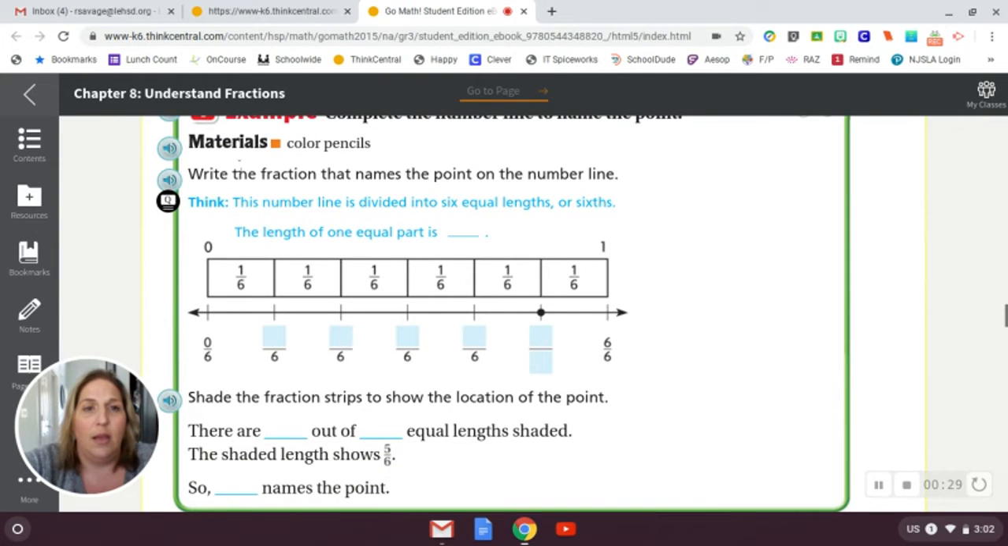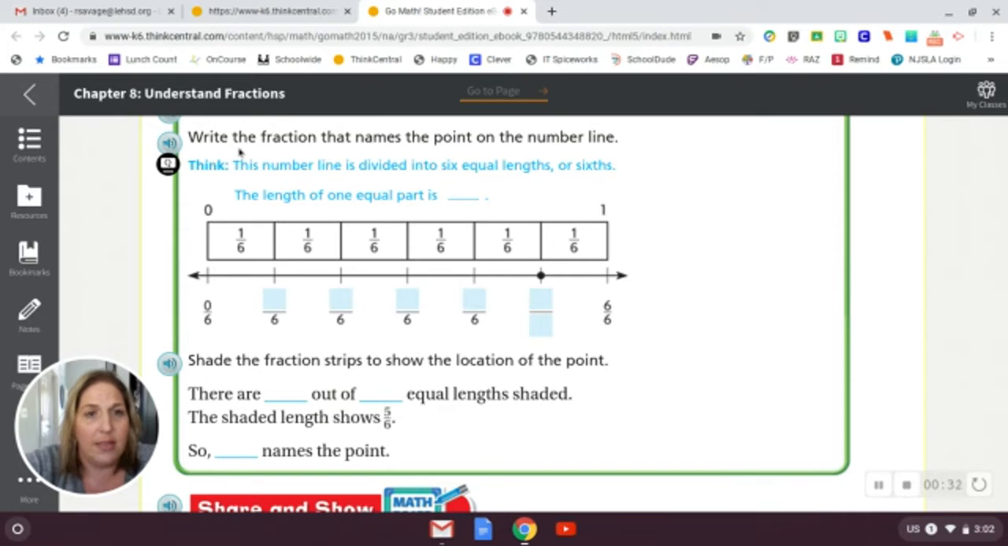I wouldn't worry about any colored pencils here. This says write the fraction that names the point on the number line. So the first thing we have to do is figure out our denominator. Remember, numerator is your part, denominator is the whole. The D for denominator, we always said means D for down, like down in the dirt.